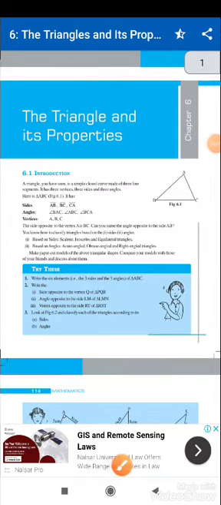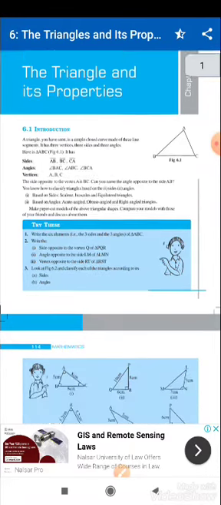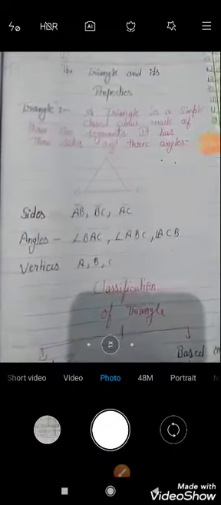Hello students, today we are going to start the 6th chapter of class 7th, the triangles and its properties. So we start our chapter with some basic concepts, and the first term is triangle. So what is a triangle?